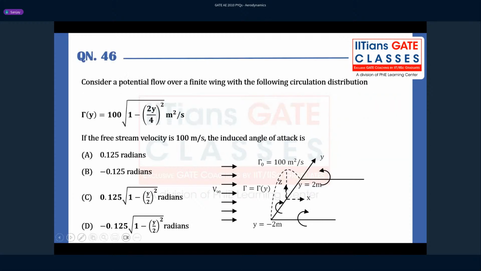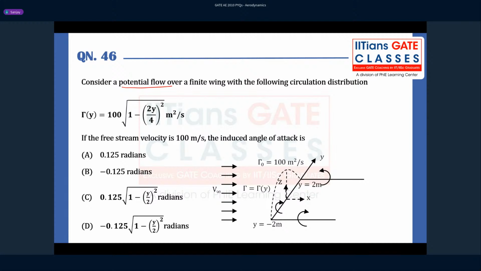Okay. So this question is a little bit involved. So I mean, I'm sure you would have come across this already, but let's see how to solve. So it says consider a potential flow over a finite wing. Okay, so this is a question of finite wing aerodynamics, right? With the following circulation distribution. So you can see the figure over here. This is the wing, and this is the longitudinal axis of the wing, that is y-axis. Okay, and along the span of the wing, they have given you a distribution of circulation, right? So gamma of y is being given to you.